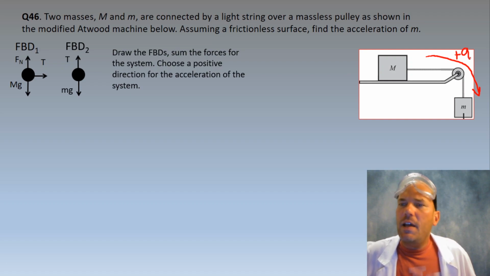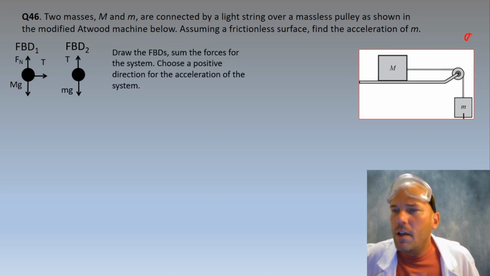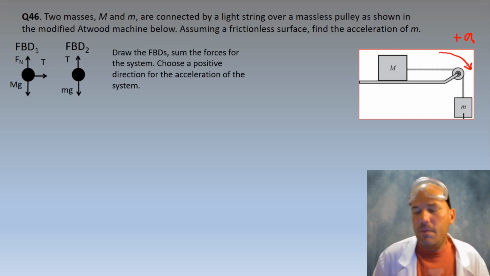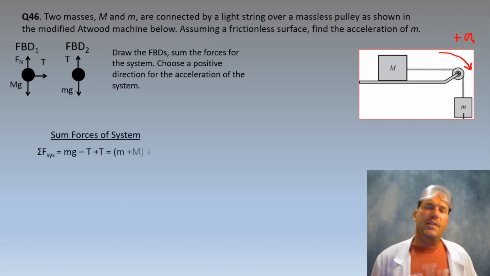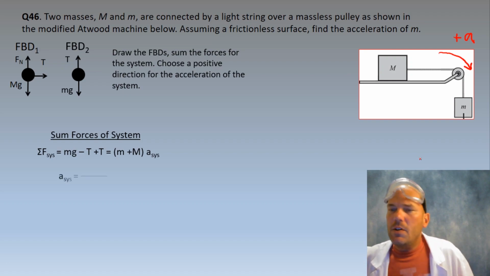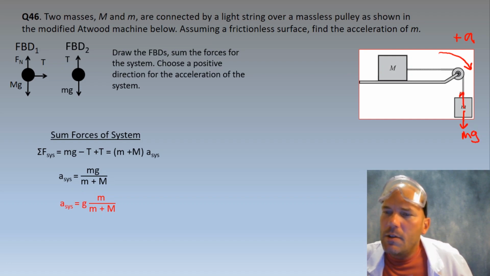So let's choose that as our positive direction. I'm going to go ahead and rewrite that because that looked like a 9. So that's our positive direction. And so we're going to sum the forces for the system. So what is the driving force? This right here, mg. All right, that's going to be our driving force, force of tension.